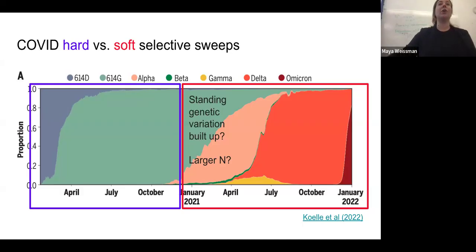Sure, yeah. Part of standing genetic variation getting built up includes the fact that recombination is breaking apart adaptive loci and putting them on new backgrounds. I want to say the COVID-19 phylogenetic tree looks like this, where everything is over here and then Omicron is over here. At least that was the phylogeny a year and a half ago. Omicron is really different.